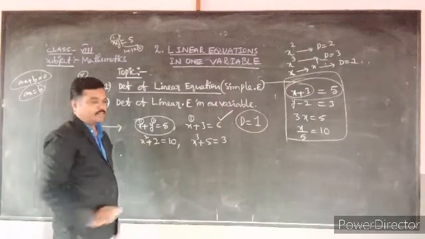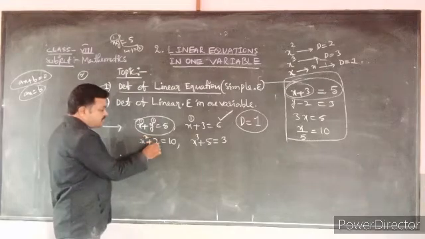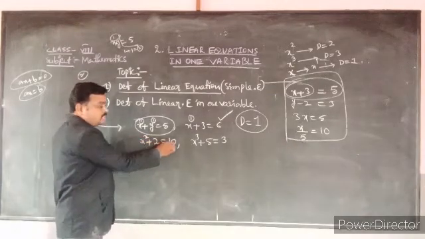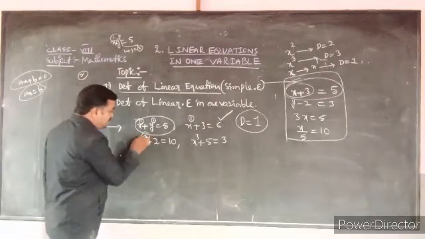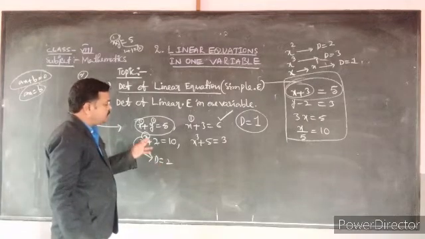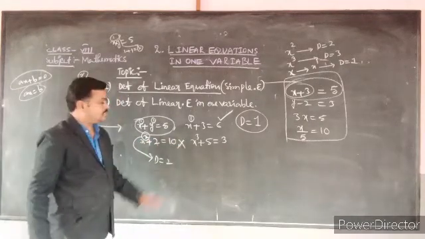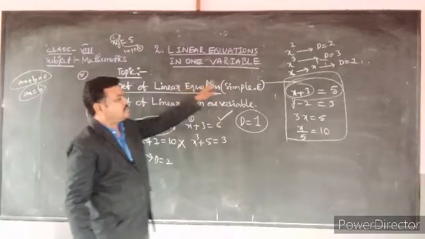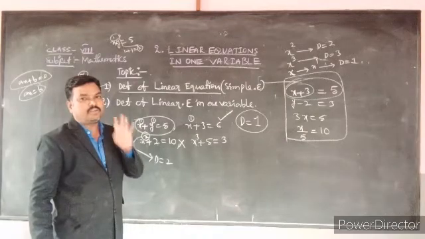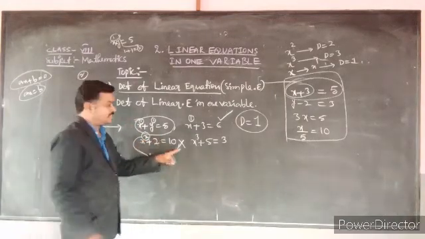Observe this third example. x squared plus 2 is equal to 10. Here the degree is 2. When the degree is 2, this is not a linear equation or simple equation. Linear equation means the degree should be only 1. Here the degree is 2, so this is not a linear equation.